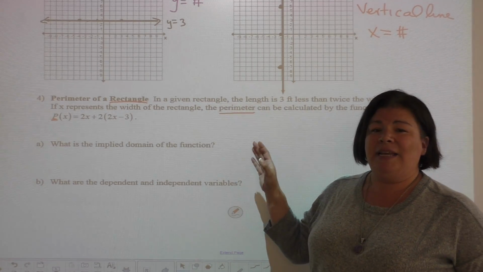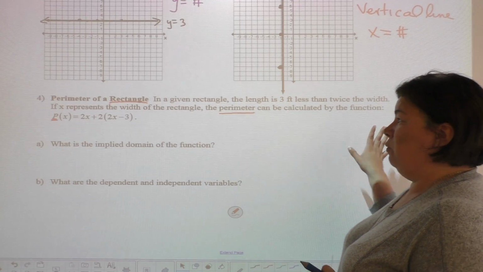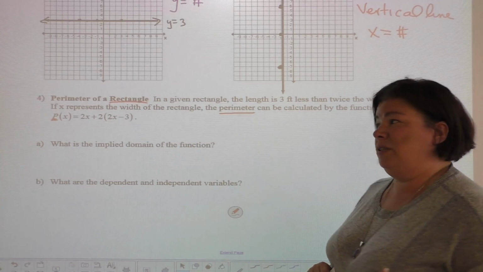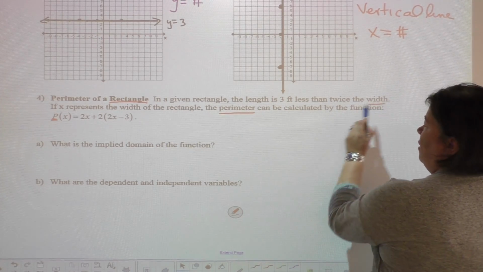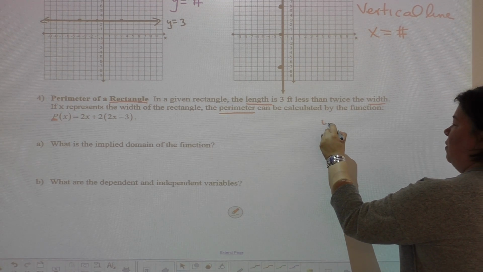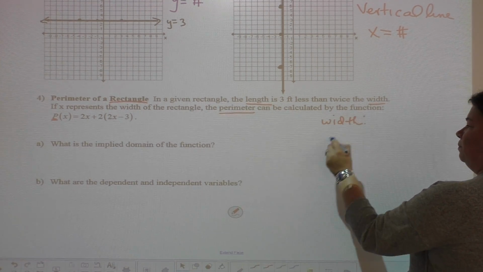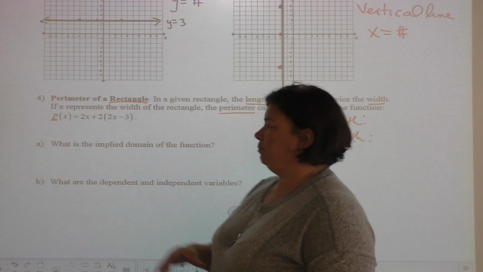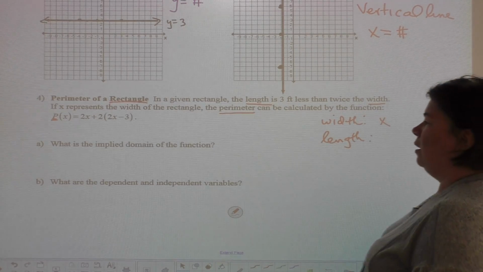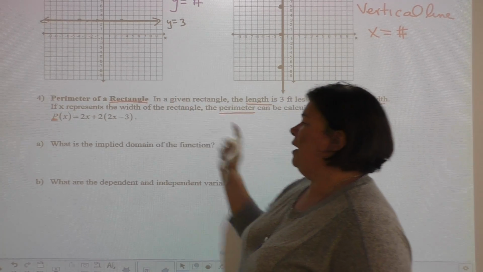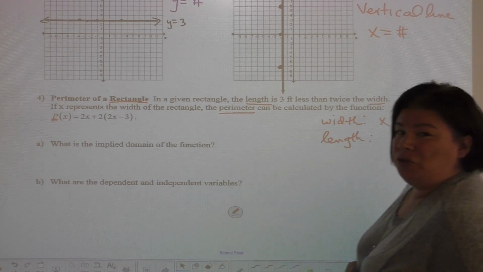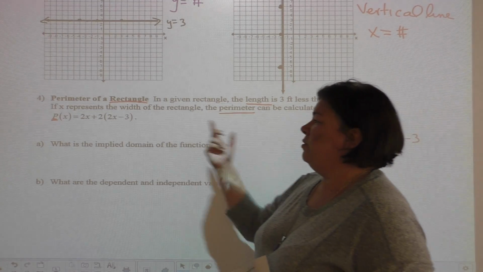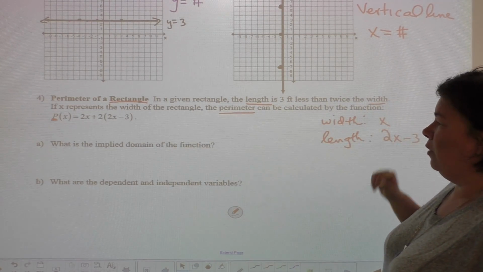So normally I would say go ahead and draw your rectangle, and if you want, you can label it all you want. But what we have involved in this rectangle is the width and the length. So our width, we were told, is represented by x. Our length then is represented by 2x minus 3. Okay. And those are the expressions that each of them stand for.